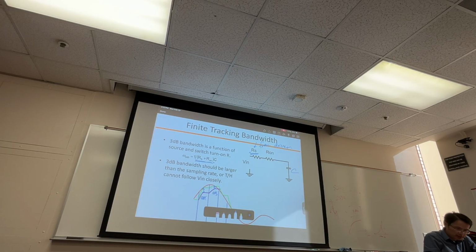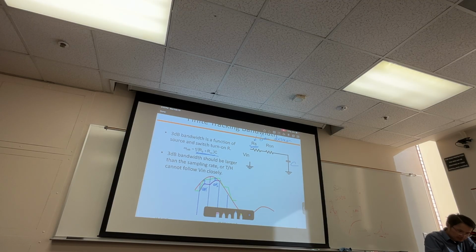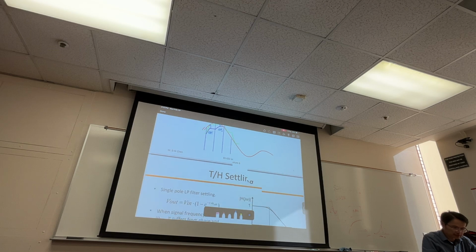Okay, so nevertheless, there's something to consider, and you do want, at the very minimum, the 3 dB bandwidth of the track and hold circuit to be absolutely larger than your sampling rate. At the very minimum. Otherwise, your track and hold circuit will not follow. Okay, so now let's take a closer look.